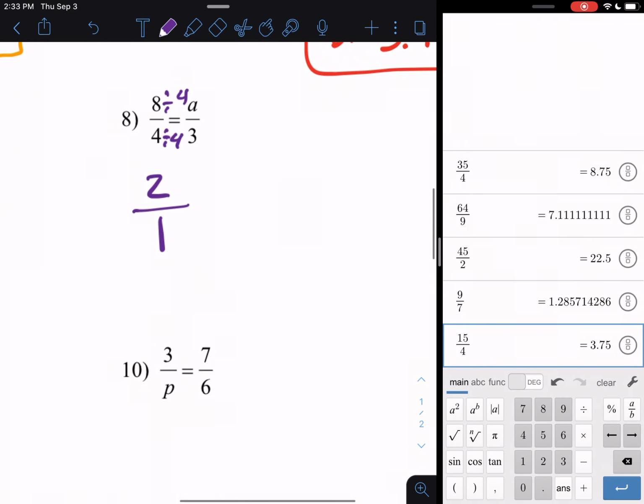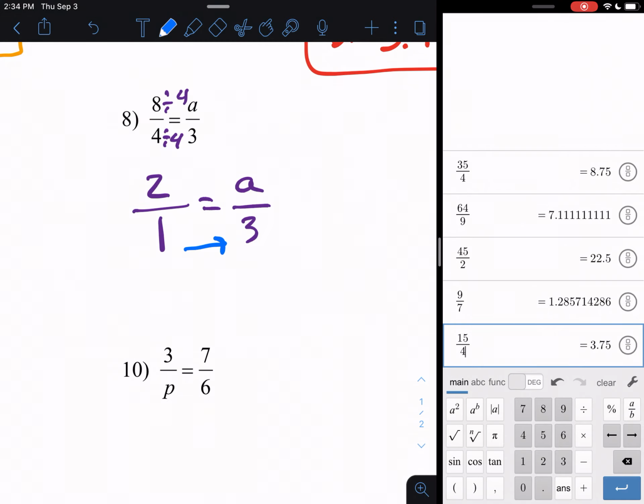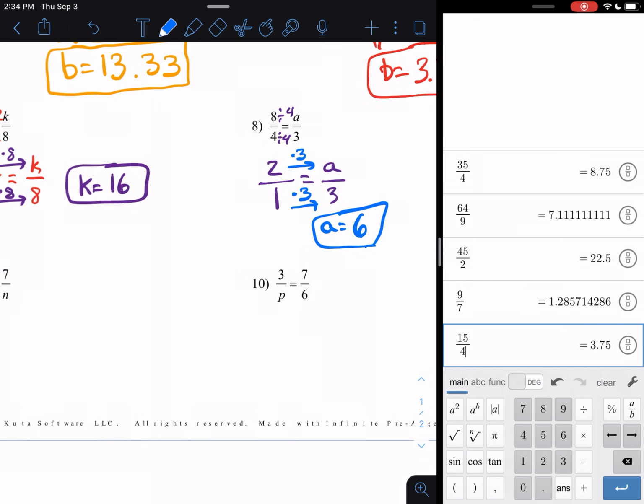That's kind of funny. So 2 over 1 equals A over 3, that doesn't change. And now again, I see that multiplication relationship, 1 to 3, how do I get there? I multiply by 3. So 2 times 3. So that means A equals 6. And see, I don't have to use my calculator for those because I can actually see that relationship, how I get to those equivalent ratios. Okay, 2 more.